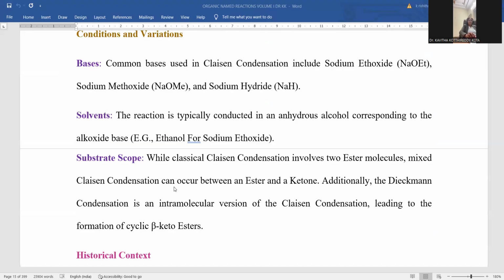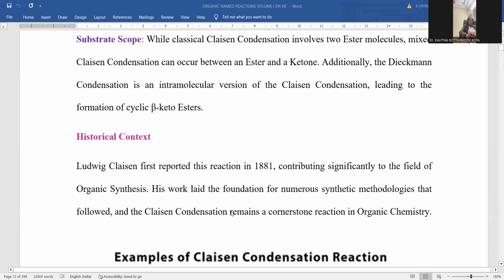Mixed Claisen condensation can also proceed, giving rise to an ester and a ketone as a mixture of products. Additionally, there is a provision for another named reaction, the Dieckmann, within the same reaction criteria. There is a provision for beta keto ester formation as a ring structure. So there are competing factors operating within the molecule in this Claisen condensation process.